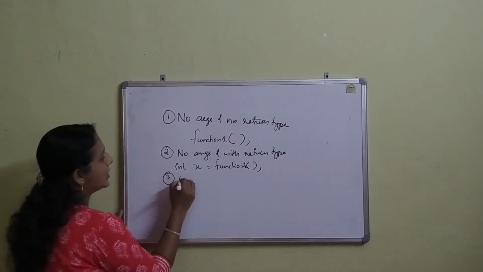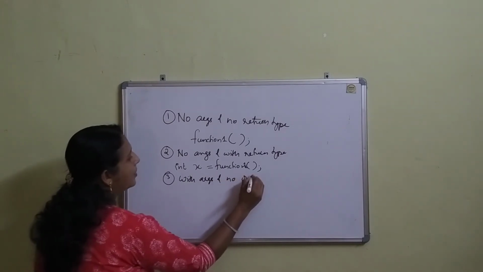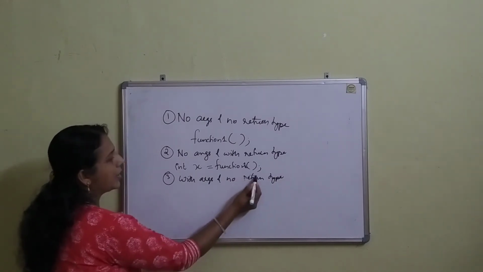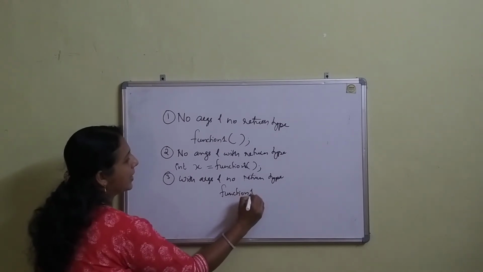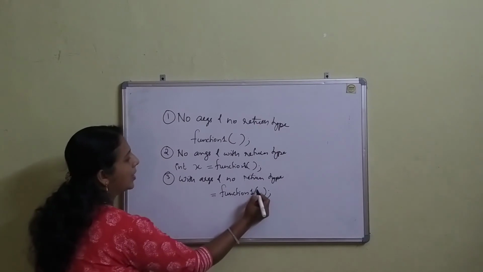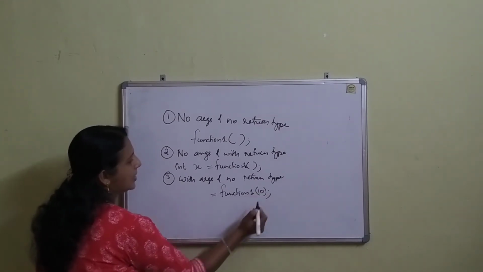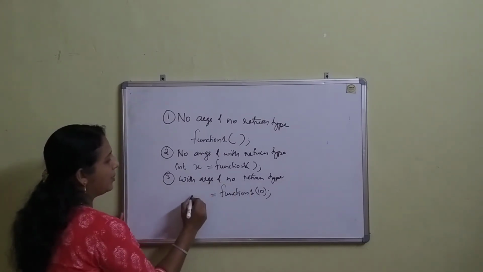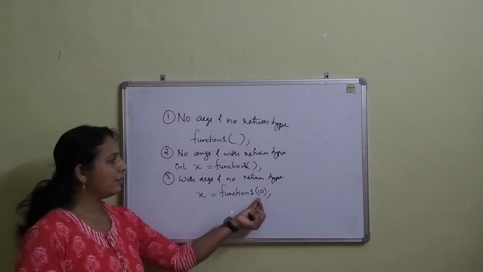Now the third one is with arguments and no return type. So how are you going to call it? Suppose your function 1 is there with an argument. Now when you call it, you are passing 10. Here no return type is there, so no x. So what happens? Where will this 10 be replaced?